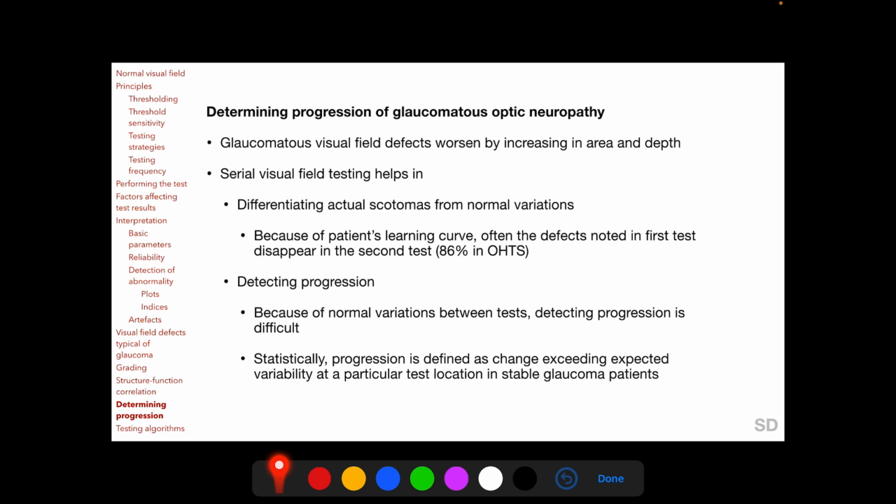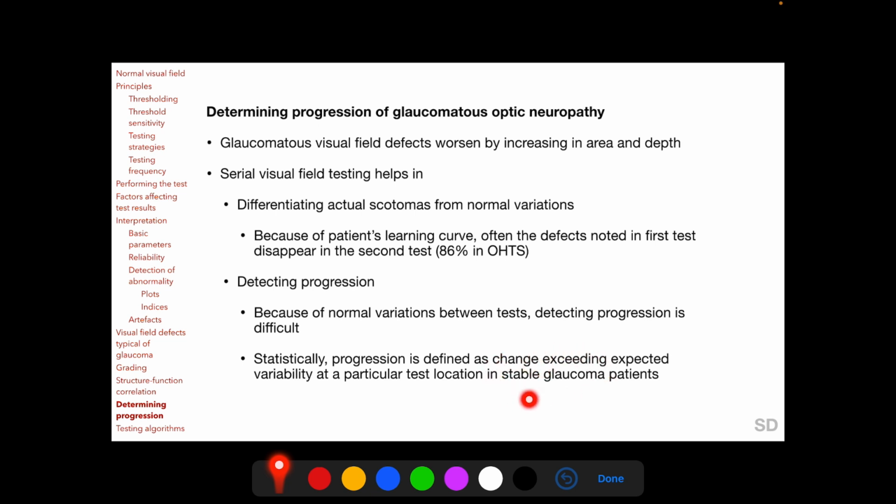This implies that a patient who appears to be glaucomatous in his or her initial visual field report should undergo repeat testing to rule out the possibility that the visual field defects in the initial visual field test are due to patient's learning curve. The other purpose of serial visual field testing is detecting progression in a patient with established glaucoma. And because of normal variations between tests, which is known as long-term fluctuation as we have discussed, detecting progression is difficult. And statistically, progression is defined as a change exceeding expected variability at a particular test location in stable glaucoma patients.